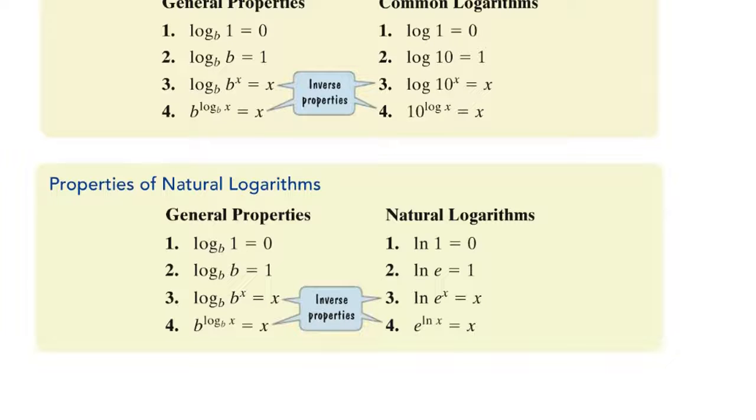All right, so some basic properties of logarithms. Log base b of 1 is 0. Log base b of b is 1. Log base b of b to the x is x. So these are just all the properties we did earlier in the notes, all put together.